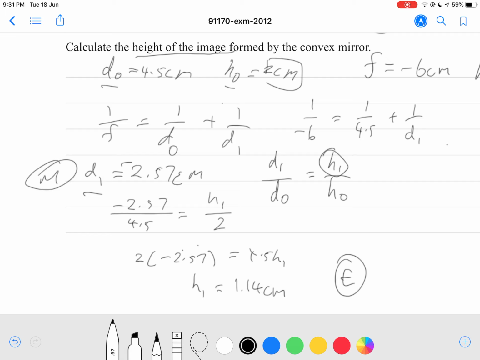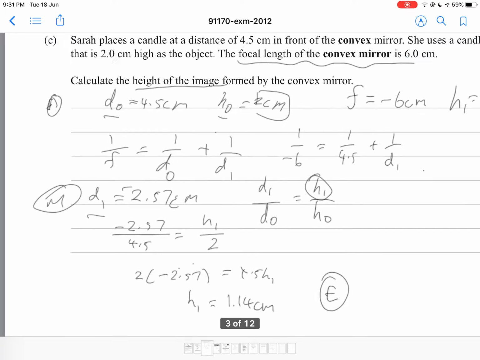To get your excellence, to get your achieved grade, you're looking at using the positive focal length and getting that HI equals 8 centimeters. Consistent use of focal length of 6 centimeters will get you an achieved. So achieved is also possible.